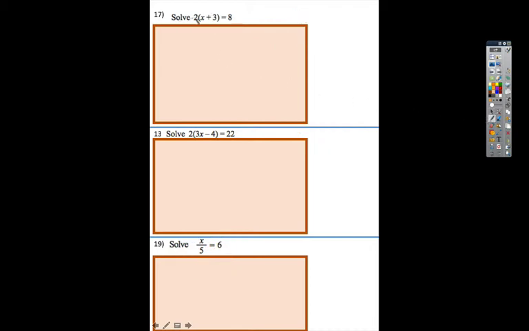Alright, so question 17, we've got 2 brackets x plus 3 equals 8. The first thing we've got to do is expand the brackets. This is one way we can answer this question. So 2x plus 6 equals 8.